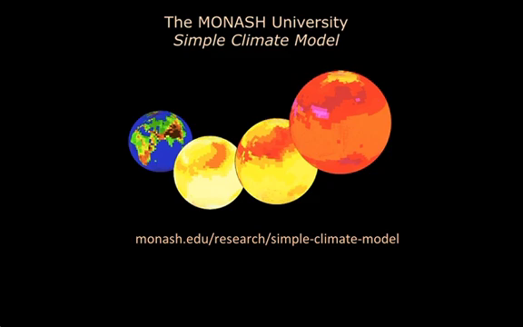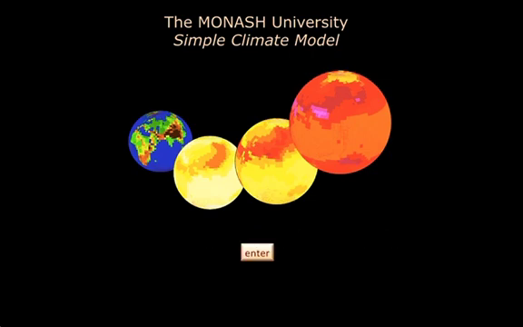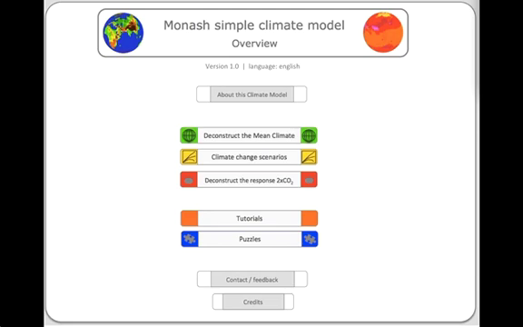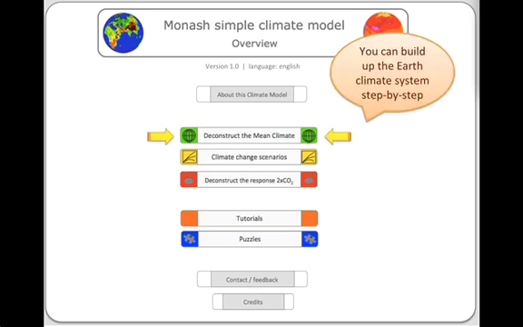The Monash Simple Climate Model is a web-based interface which allows you to analyze the climate system, understand how climate models work, and how climate change works. So let's do a short tour. Here you see the overview of all the things that you can do on this web page. Let's start maybe with looking at the mean state climate. You can build up the climate system step by step.